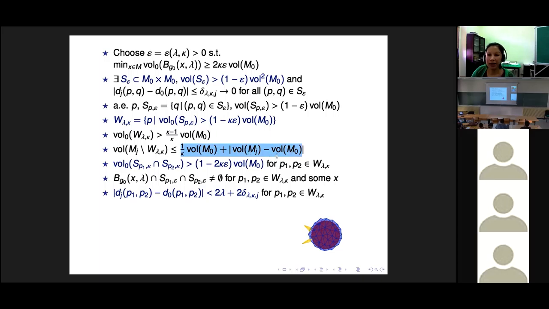And now we only need the condition of the distances. So we wanted this set W to have a distance very close to the distance of the manifold M0. And now what we have to do is just some triangle inequality to say that our projections actually intersect, and then do some triangle inequality, as I told you. Okay, and so we get this estimate. This two delta lambda kappa j comes from this because we used Egorov. And then this lambda comes because we have non-empty intersection between our projections. Okay, and that's how we got this W.